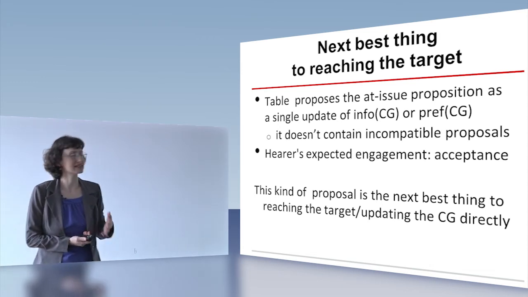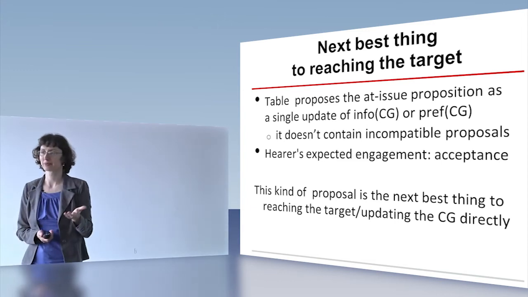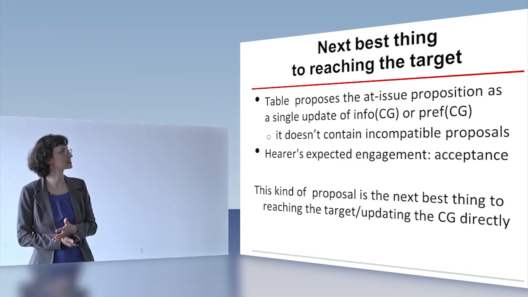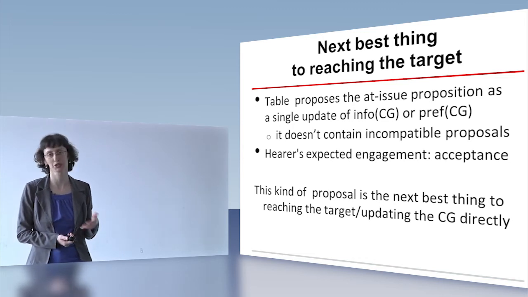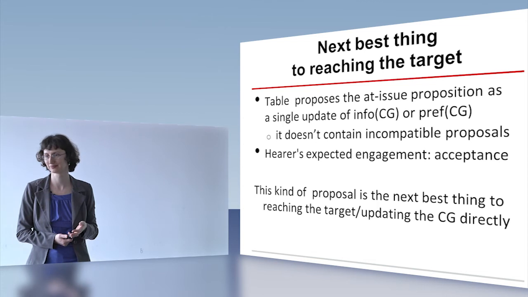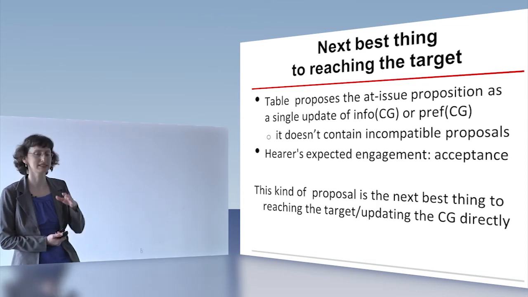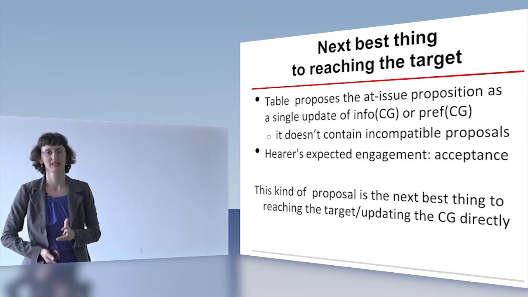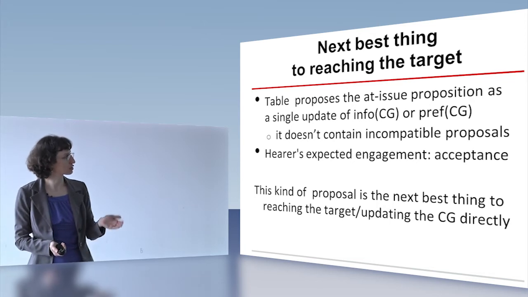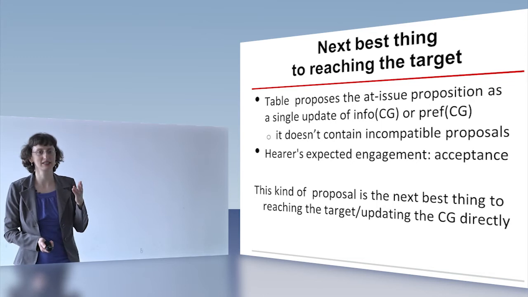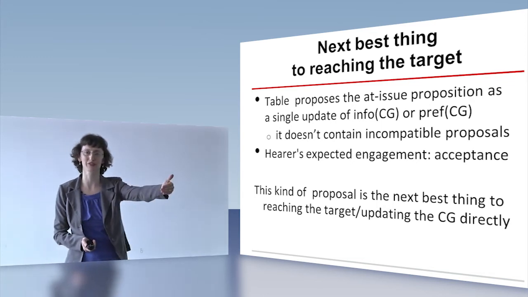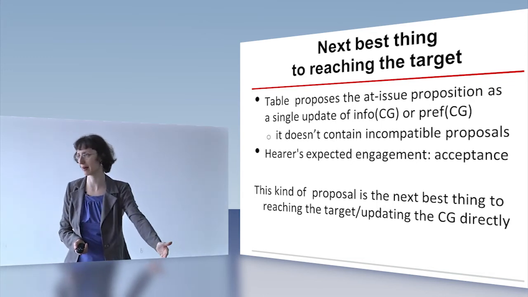Right, so in summary of the declarative and imperative updates, the table proposes that the at-issue proposition become part of the information or the preferences in the common ground. It doesn't contain any kind of incompatibilities. The hearer's expected engagement is minimal, it's just acceptance. So this kind of proposal is really the best you can do short of actually getting to update the common ground directly.